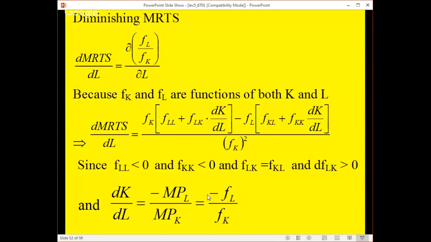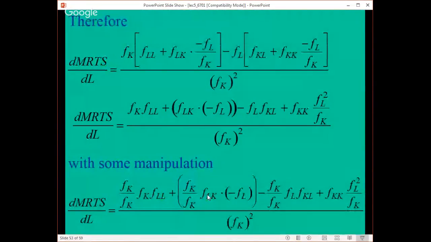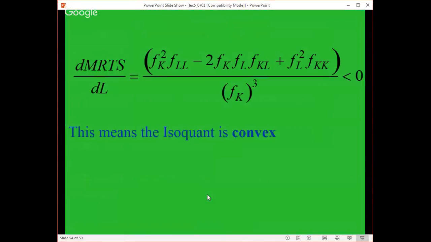Right? I just take the derivative, the marginal rate of technical substitution with respect to labor. We can do the same thing with capital. Right? I take the derivative here with the quotient rule. Once I get that, I do a bunch of algebra and manipulation, and you're not going to be held responsible for that. And we see that the change in the marginal rate of technical substitution with respect to labor is negative.